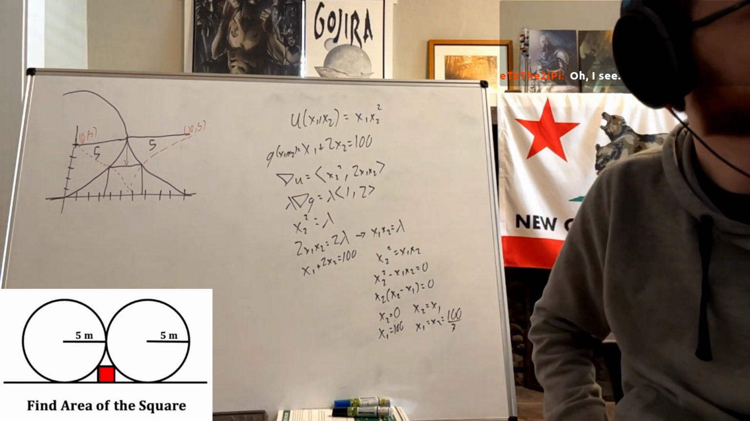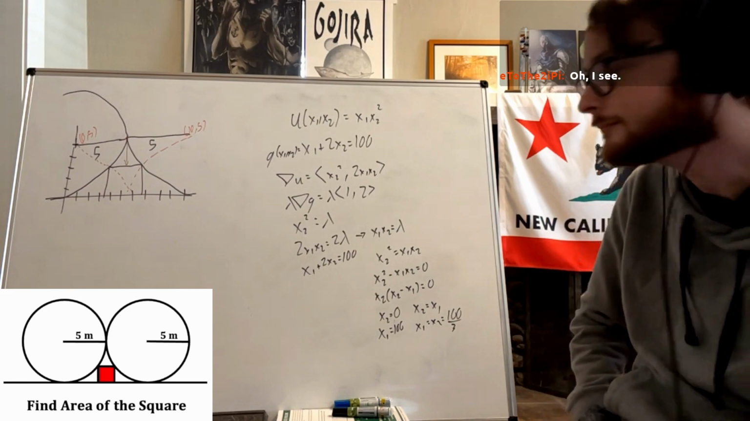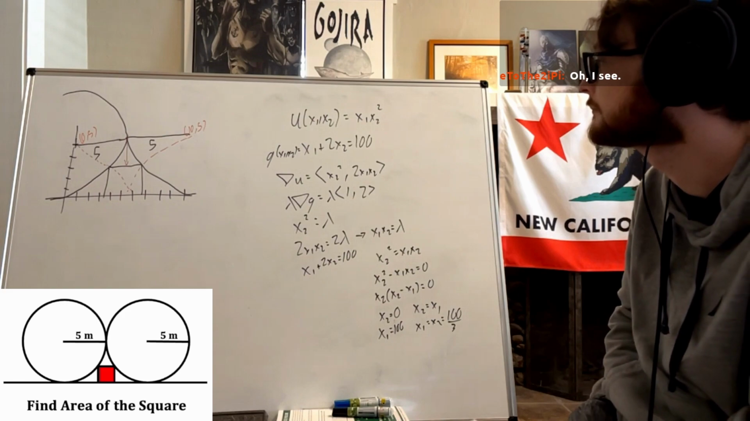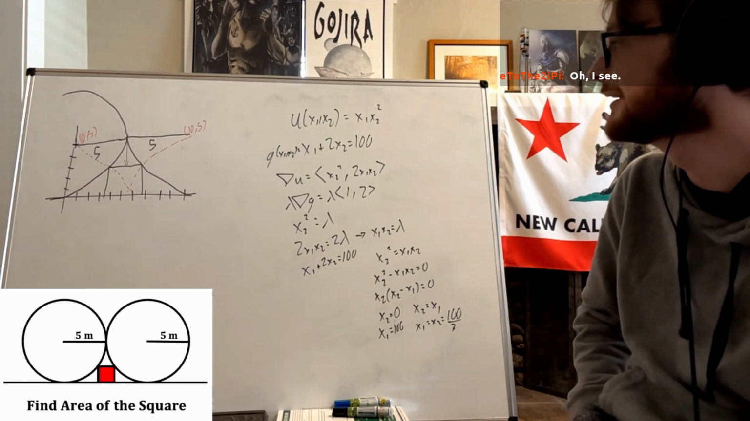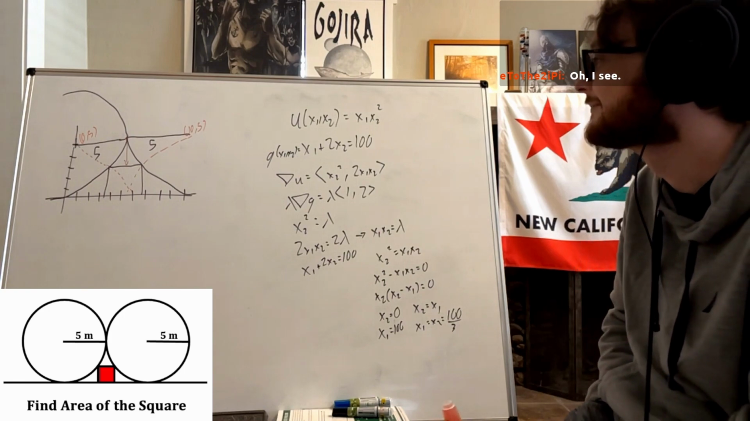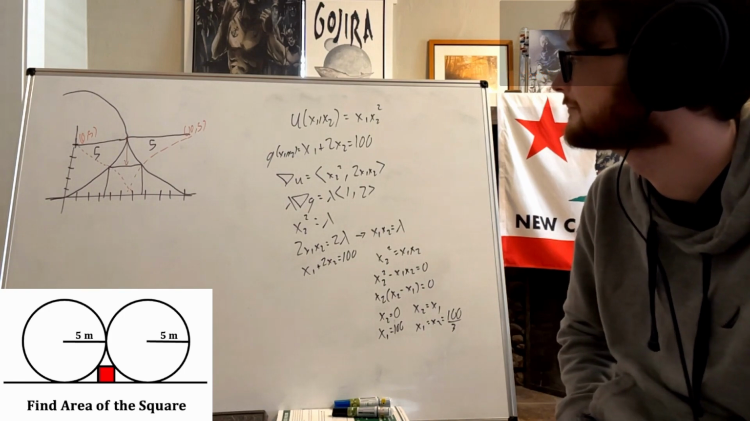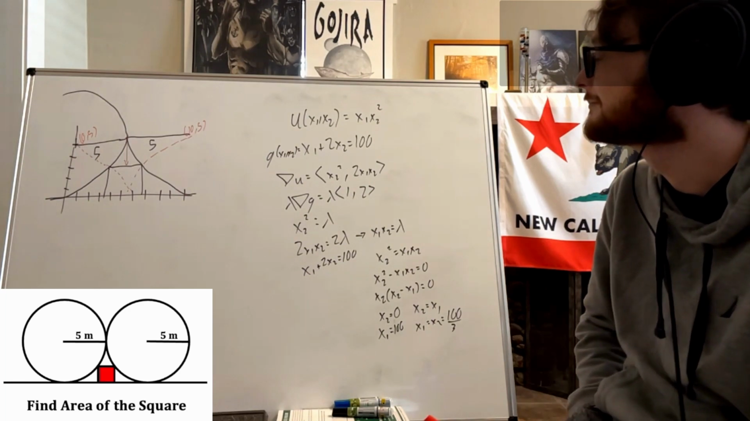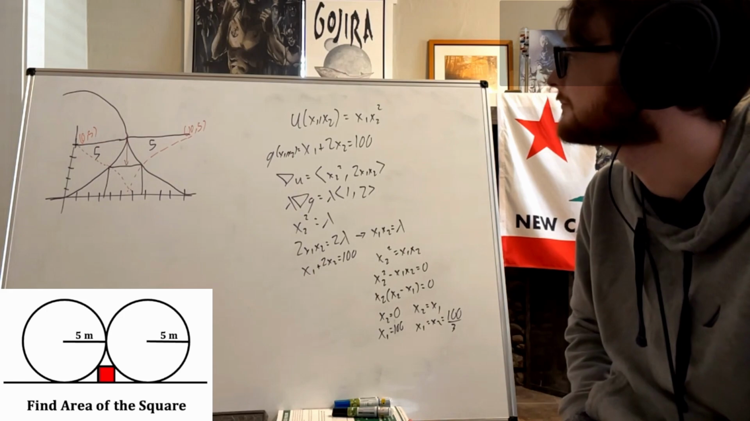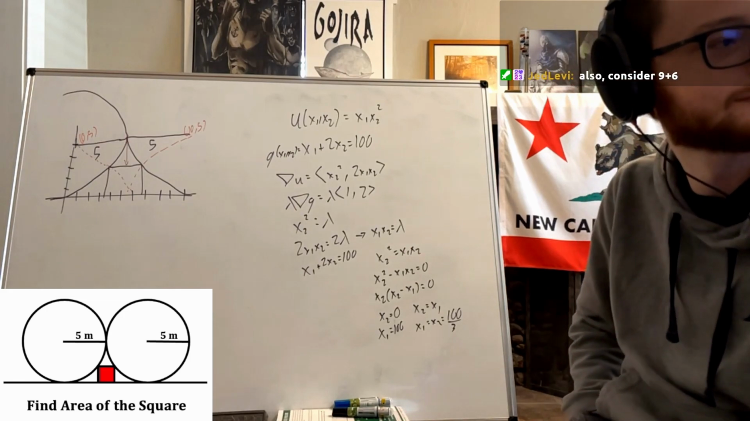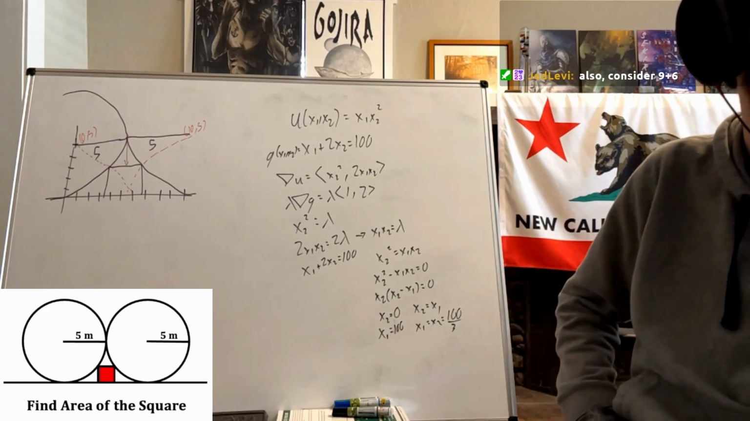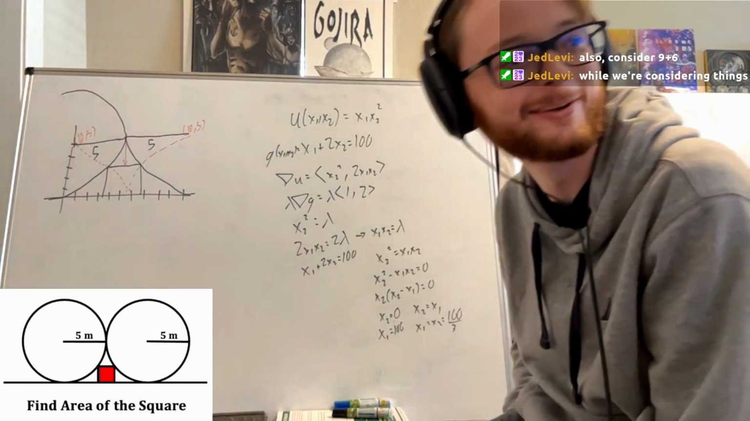Oh, so okay, that's as far as you've gotten, Jed. I don't know if that helps or not either. It gives us an upper bound. Consider 9 plus 6. 27, obviously.